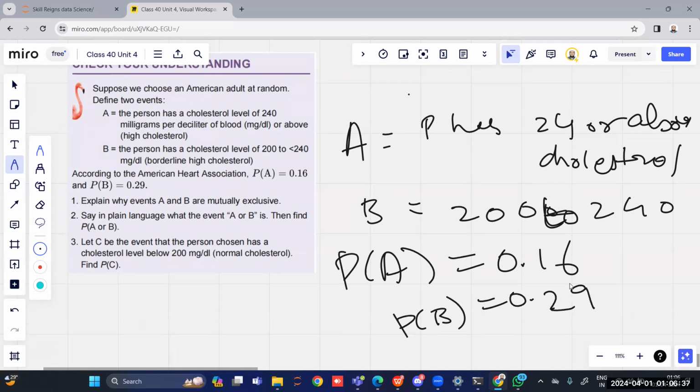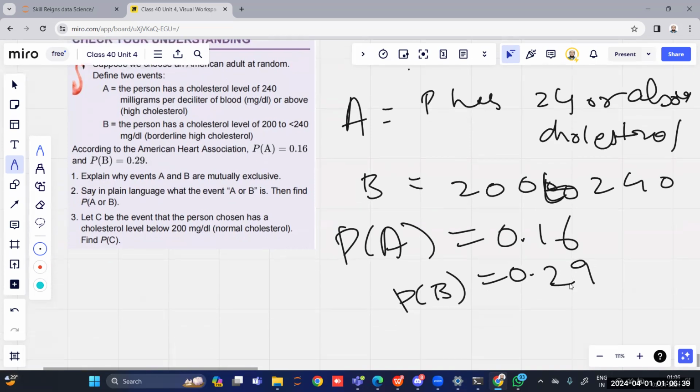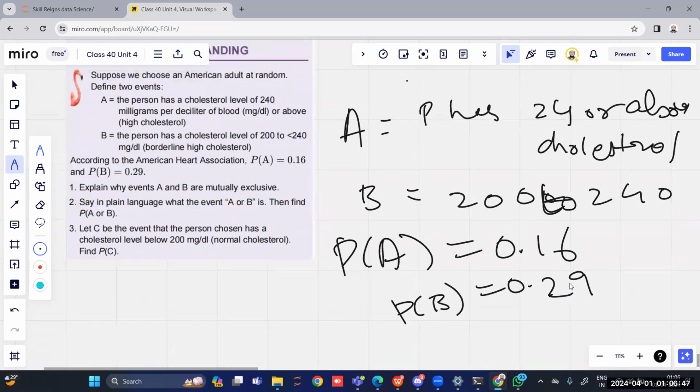Okay. So explain why events A and B are mutually exclusive. Why are events A and B mutually exclusive? Just a minute. Suppose you have chosen an American adult. According to the American Heart Association, the probability of A is 0.16 and the probability of B is 0.29. Explain why events A and B are mutually exclusive.